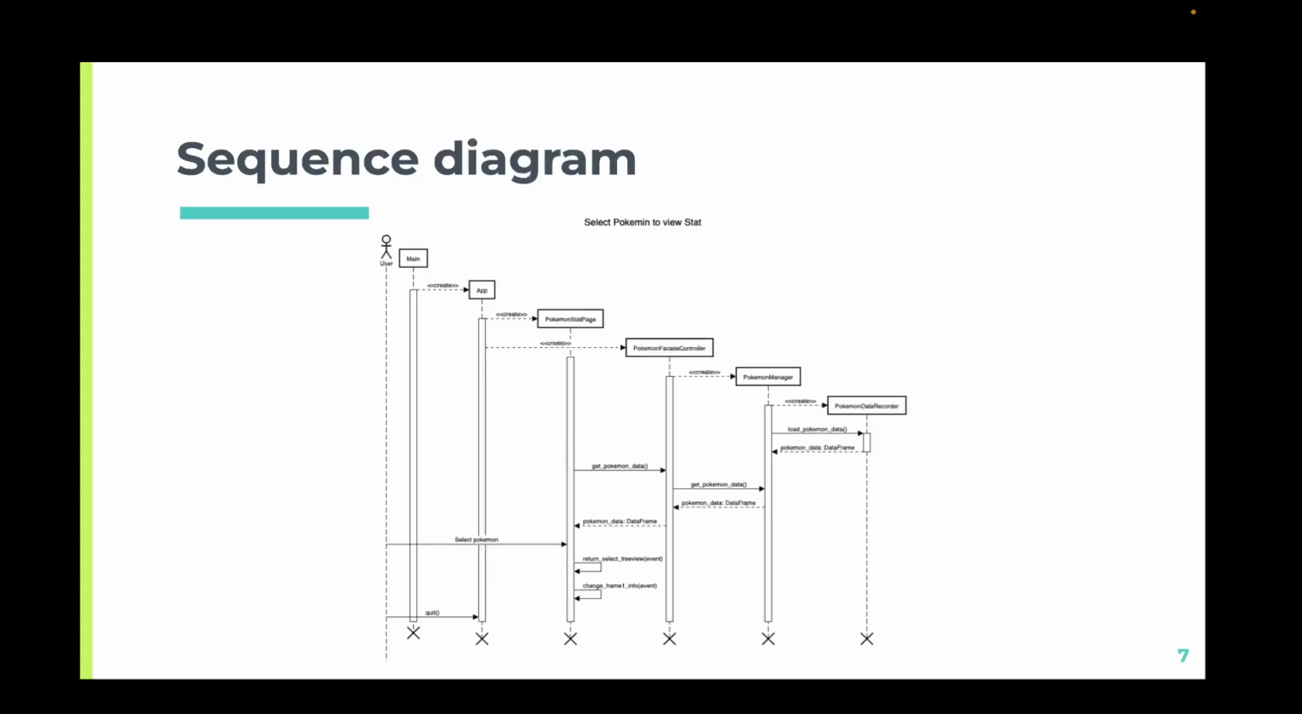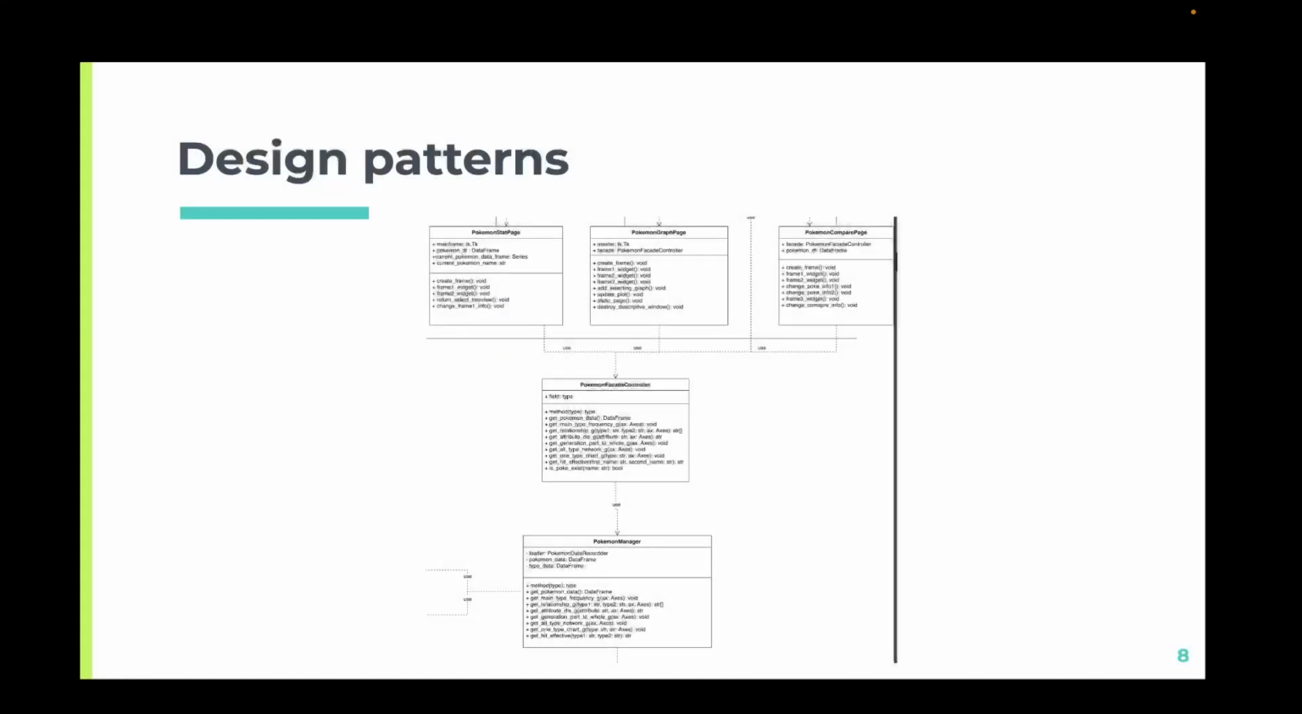Sequence diagram, this is to view the stat. First, app will initialize all the classes and the user can select the Pokemon, and the stat page will do its work and show the Pokemon stat to the user. And if the user quits the program, it will delete all the program classes.